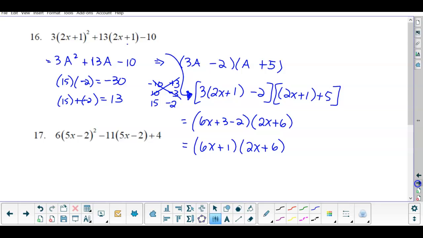Okay, so expand the brackets, collect like terms. Take a look at this one. It's got a common factor. So all of these you have to completely factor. That means I need to take out the 2 from there. Okay, I'll show it out front, and what I'm left with is x plus 3. So always check your final brackets.